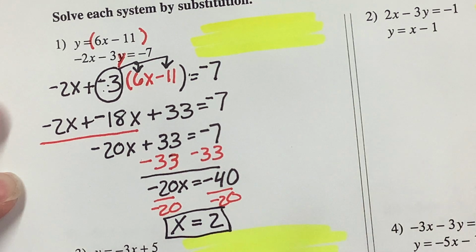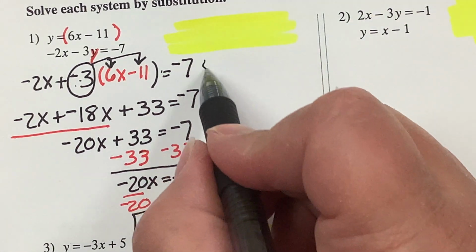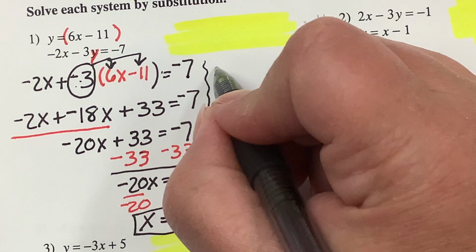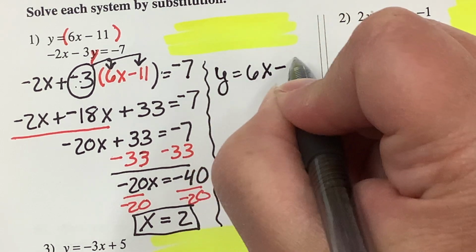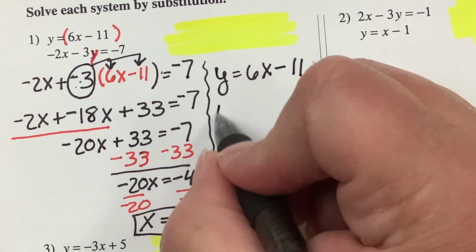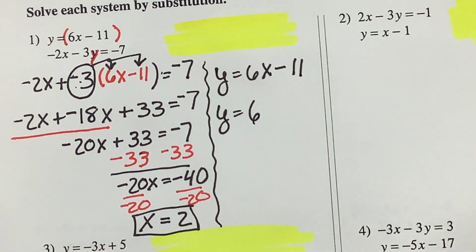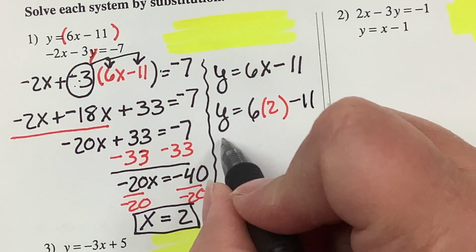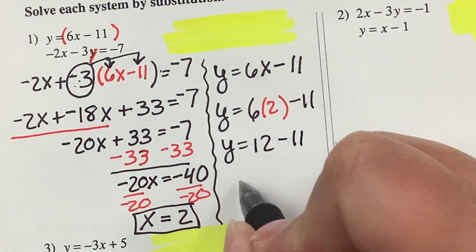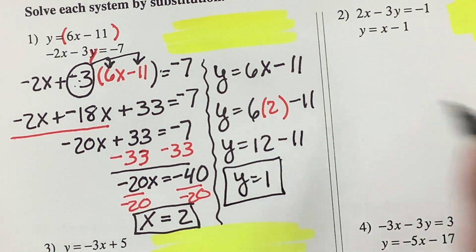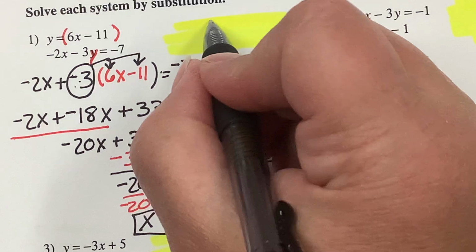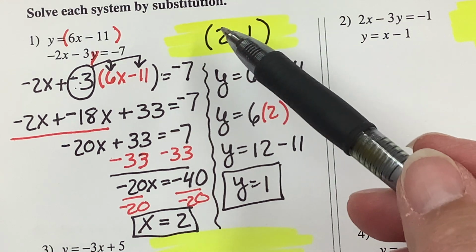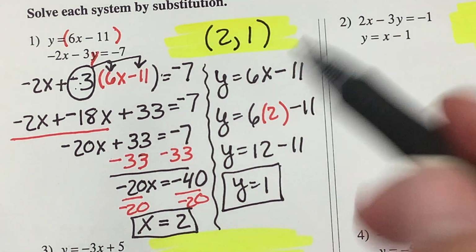So now I know the x, I have to find the y. Put a little squiggle here. And take the one with the isolated variable. Y equals 6x minus 11. Substitute the 2 in for x. Y equals 6 times 2 minus 11. Y equals 12 minus 11. Y is 1. So up in the highlighted bit, x is 2, y is 1. Remember, a solution is a point on a graph where the two lines cross. That's why you have to have an x and a y.